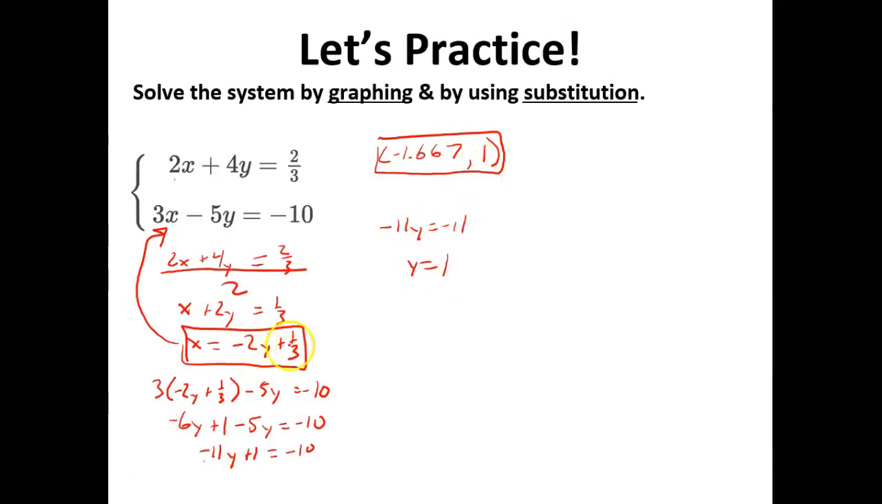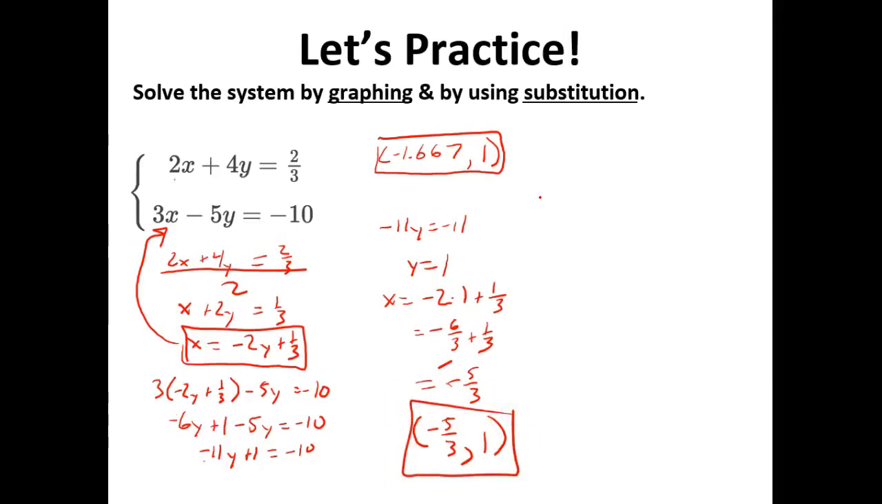Now I go back to here to plug that in. x is equal to -2 times 1 plus 1/3, which is -6/3 plus 1/3 equals -5/3. And -5/3 is -1.667. So my solution is -5/3, 1. That should work in either one of these equations.